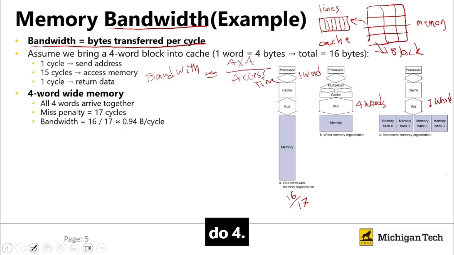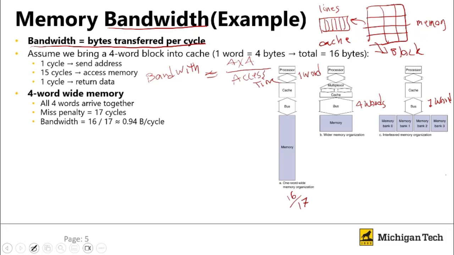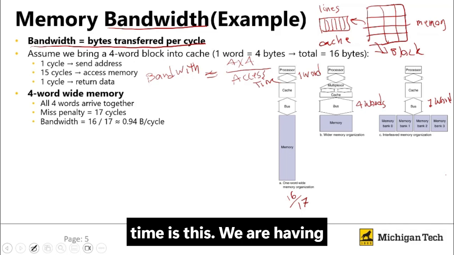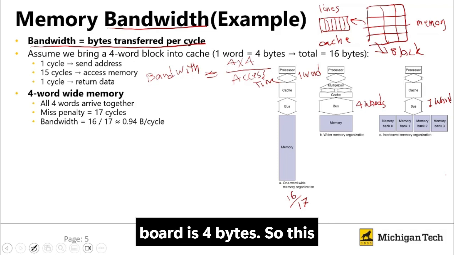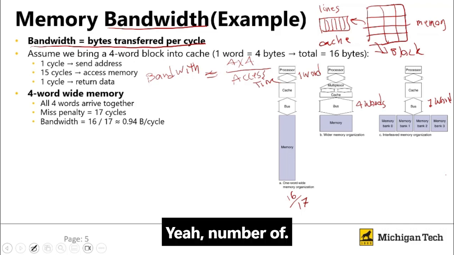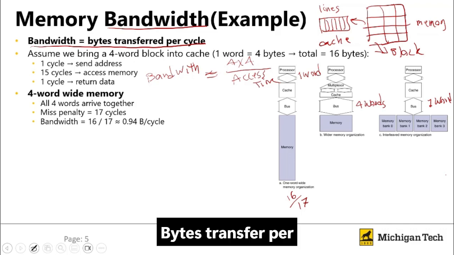Let's do it for four. Oh, is that correct? Yeah, I think so. Access time is this. We are having 4 words, and each word is 4 bytes. So this is the number of bytes transferred per clock.